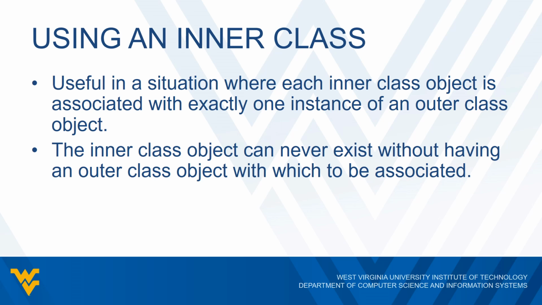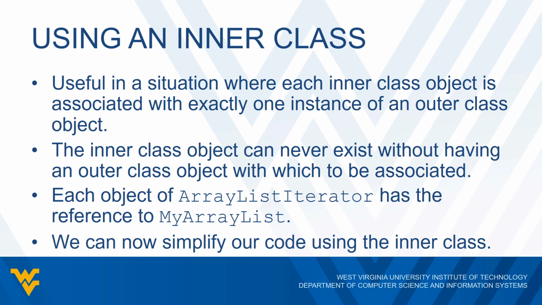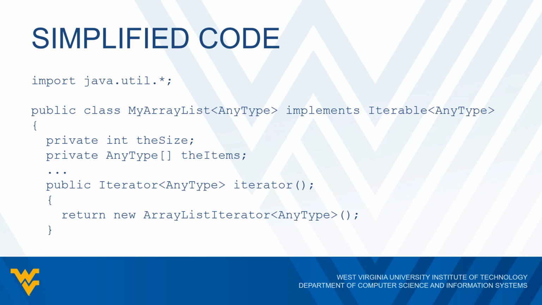So whenever we create the inner class object, we're automatically given that exact object of the outer class. We don't have to specify it anymore. It's not necessary. We're just given it automatically. In this particular case, each object of the ArrayList iterator class would have an implicit reference to a myArrayList object. And that means we can simplify our code with the inner class. So let's take a look at that simplified code.